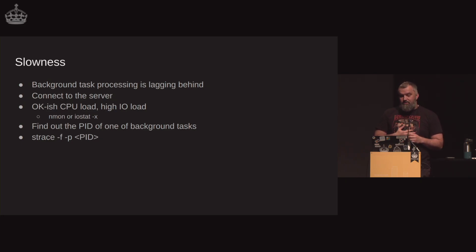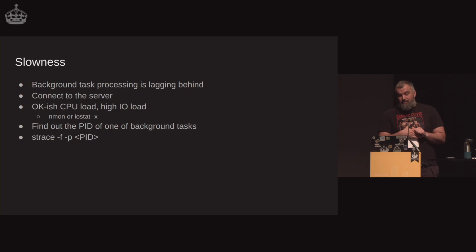But what was interesting, it also had a high I/O load. So I'm a bit old school. I use an application called Nmon. If you don't have it, you can also use the standard iostat with -x. So what does -x do? It prints out the utilization percentage of the I/O device. So you don't have to know the maximum and the current value. It just tells you, is it 80% utilized or so? In this case, it was 80% utilized.